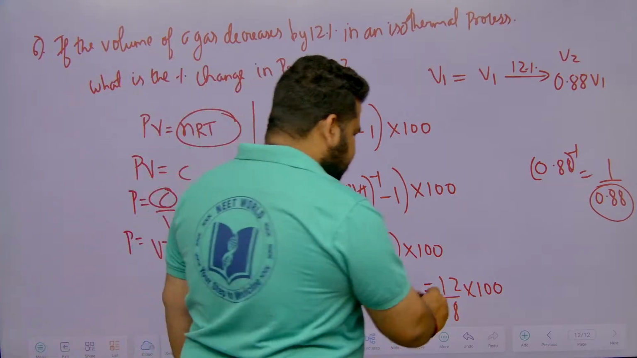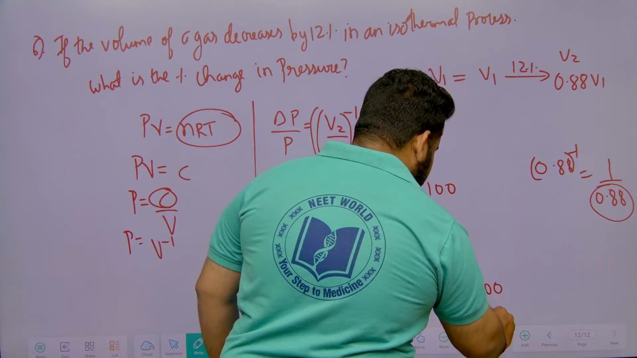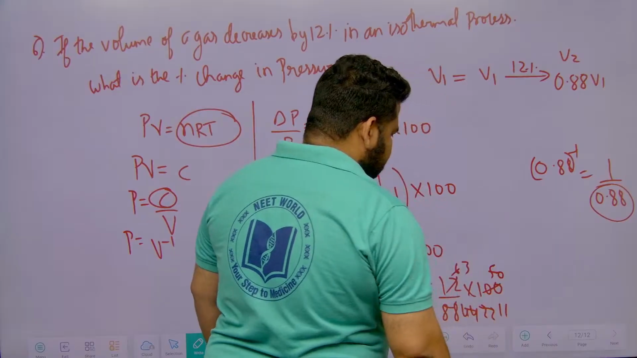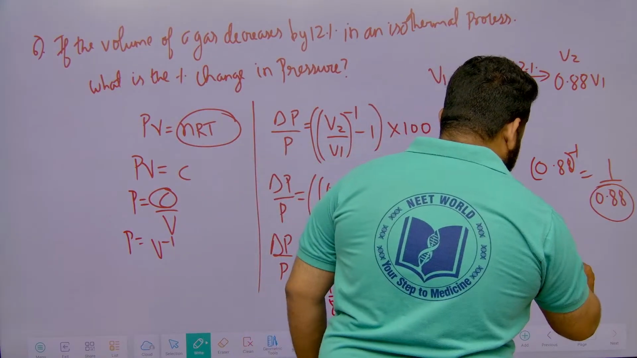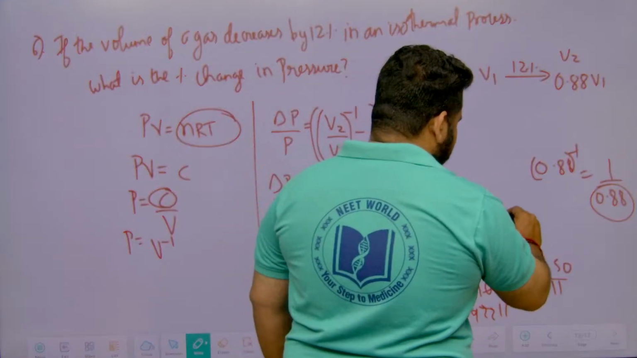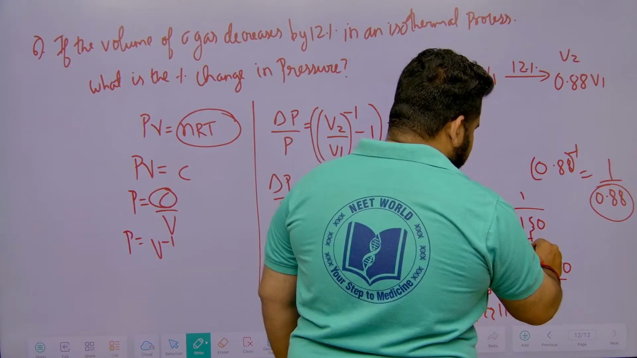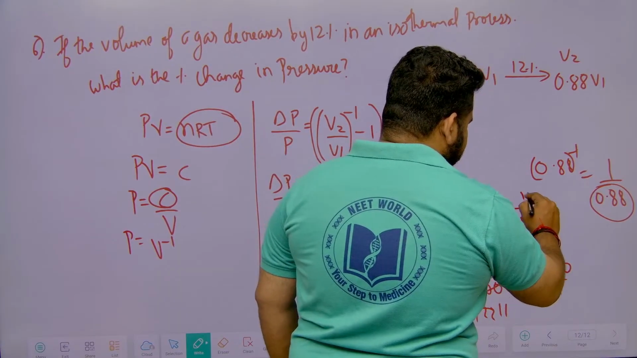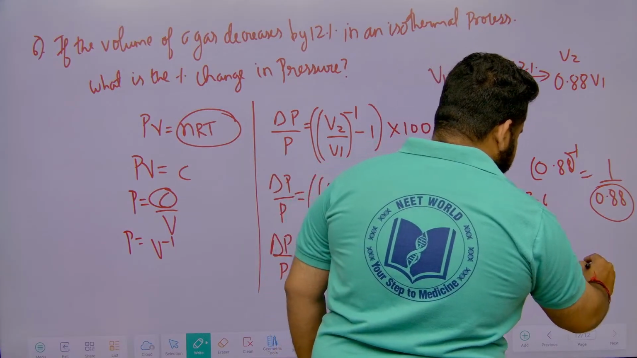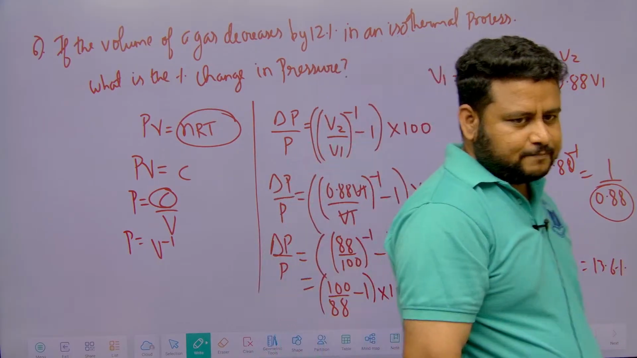So what can I cancel here? 2 sixes are 12, 2 forty-fours are 88, so 3 by 22. 2 fifties are 100, so we will have 150 by 11, that is 150 by 11%. That is nothing but, dividing: 11 ones are 11, 40 is there, 11 threes are 33, 7 is there, 13.6. So the answer will be 13.6%. That's all.